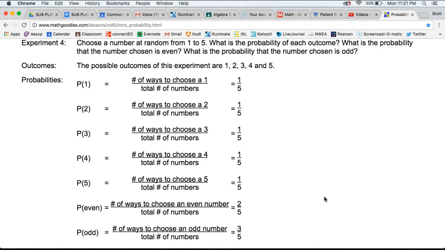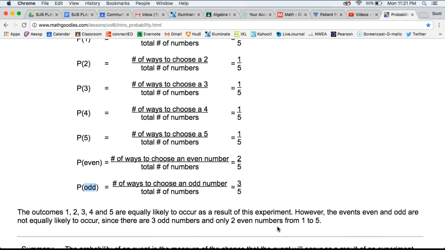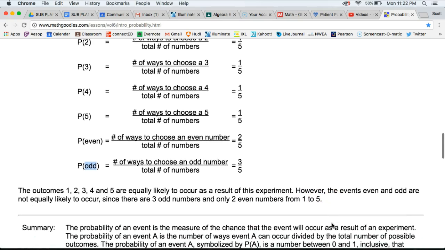I only have 3 odd numbers, 1, 3, and 5, and I only have 2 even numbers, 2 and 4. So it's actually less likely, or it is a lower probability, that I draw an even number versus an odd. So again, the probability of an even number, 2 and 4, is 2 out of 5 total numbers. Probability of an odd number, 1, 3, and 5, is 3 out of a total of 5. So again, in this case, there is not an equal chance for drawing odd or even, simply because there are more odd numbers.